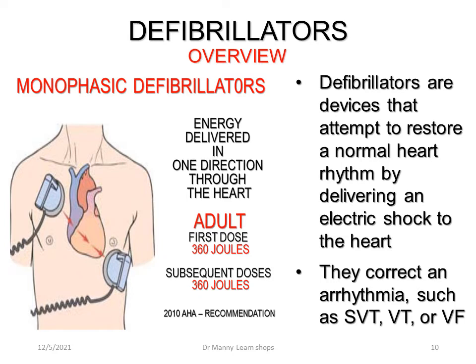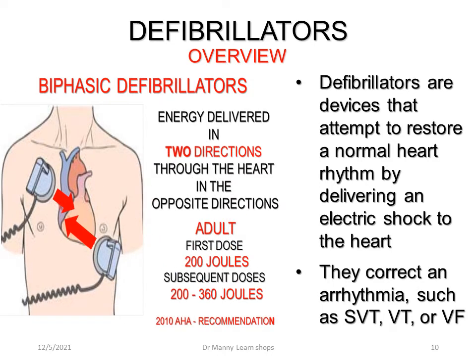When we look at defibrillators, as an overview, you have what are called monophasic defibrillators, and these deliver energy in one direction through the heart. And defibrillators are devices that attempt to restore a normal heart rhythm by delivering an electrical shock. They correct dysrhythmias and arrhythmias such as SVT, supraventricular tachycardia, VT, ventricular tachycardia, or VF, ventricular fibrillation. In an adult, the recommended first dose is 360 joules, and subsequent doses are recommended at 360 joules.